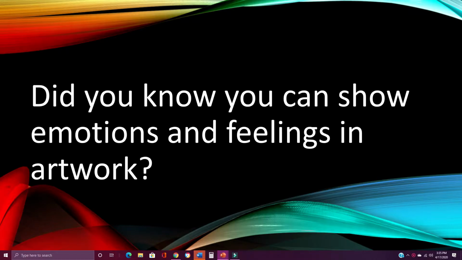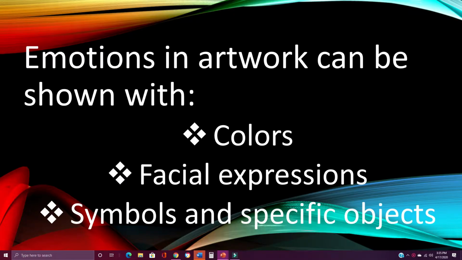Did you know you can show emotions and feeling in your artwork? There's actually 3 different ways in which an artist can show that through a drawing, a painting, some type of artwork, or a viewer can tell by just looking at a piece of artwork. This is through colors, facial expressions, and then also through symbols and specific objects.